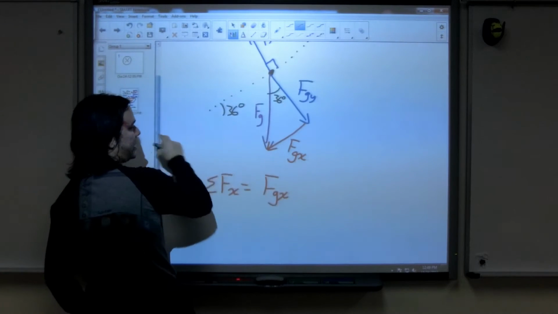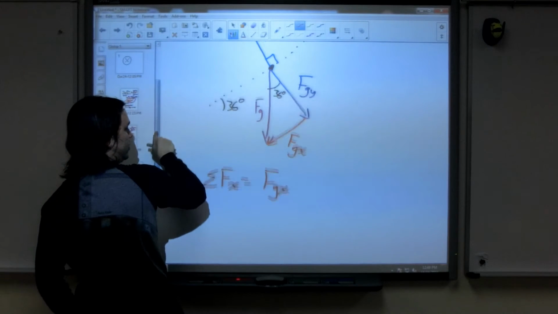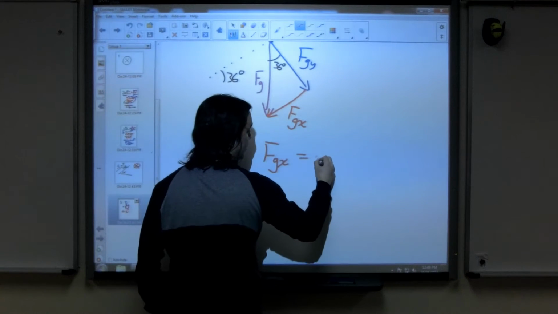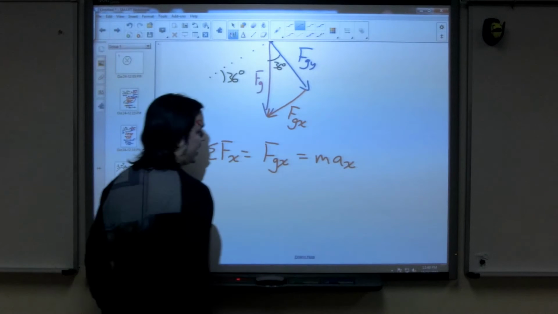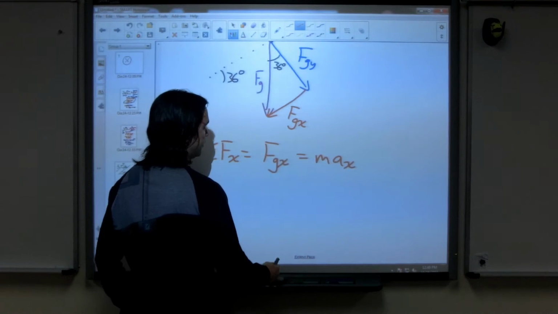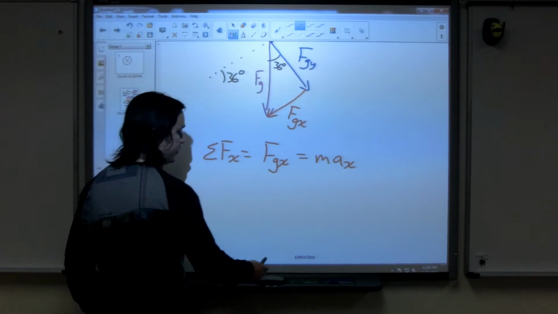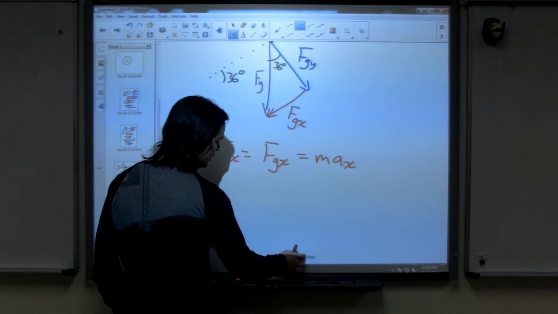It is positive because FGx is pointed down the ramp, which is the way that I set up my positive x direction. And that's the only force in the x, so that'll be equal to my mass times my acceleration in the x. Well, we're going to need to find the force of gravity in the x, so let's see. We've been given the mass of the object, but it turns out that that's actually extra.